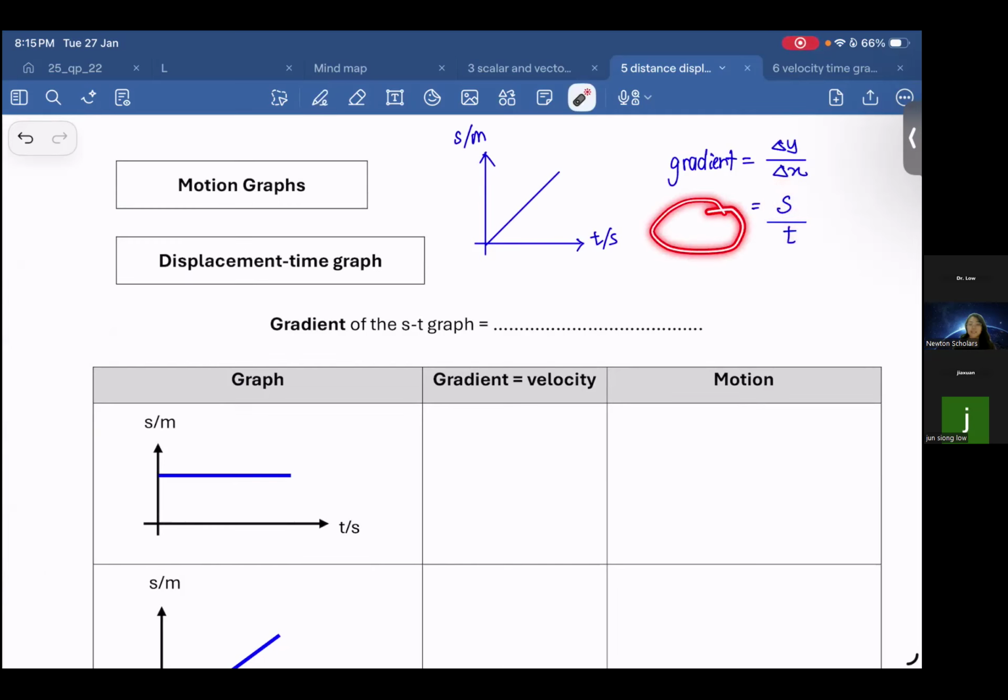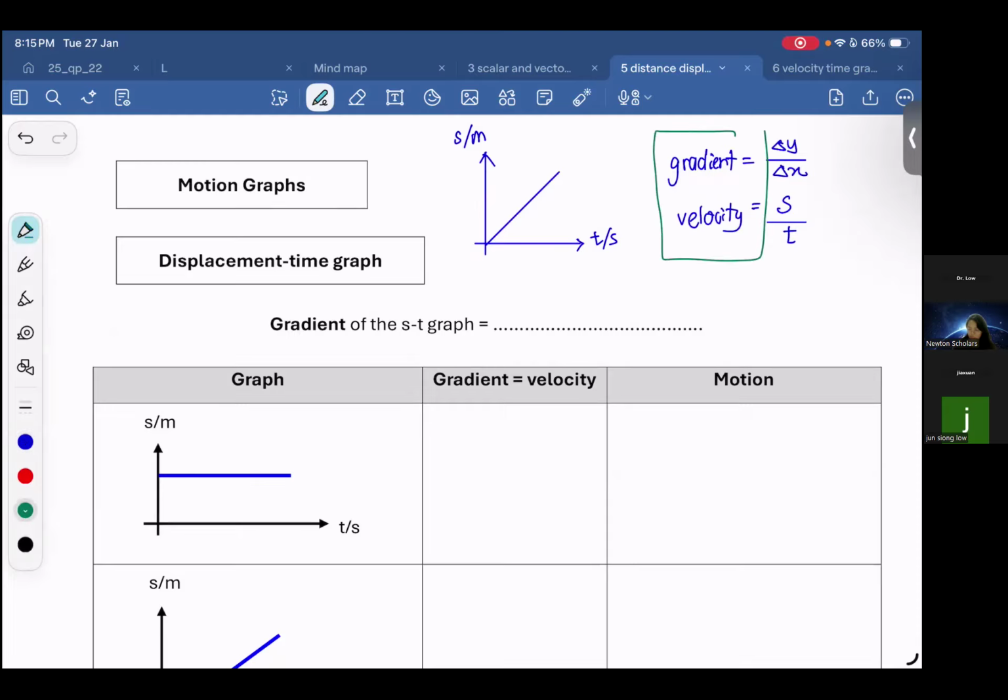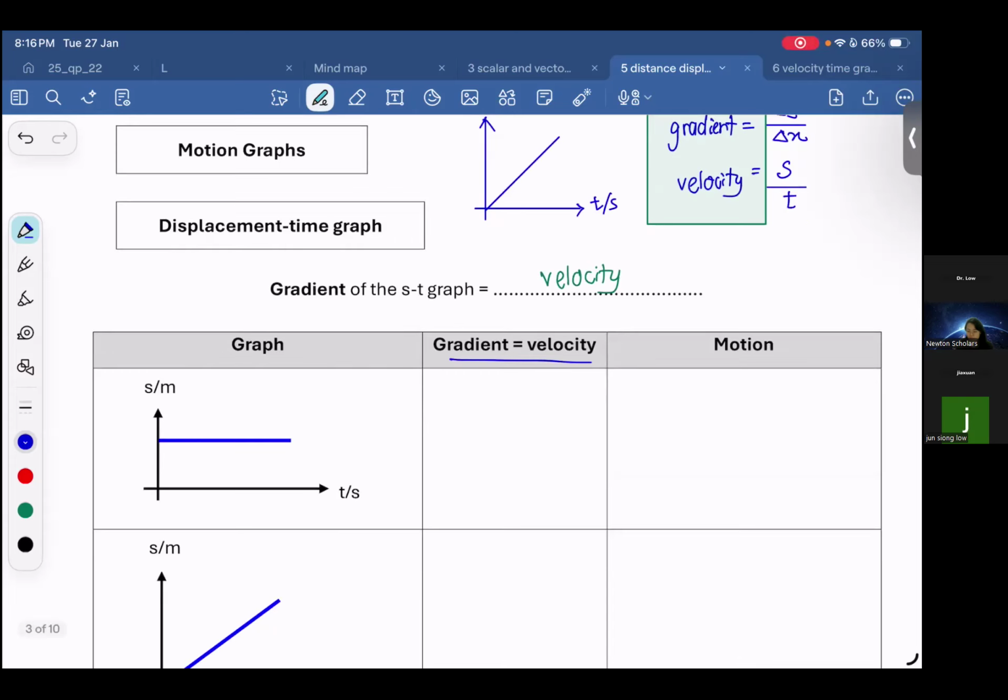What physical quantity do we get? Answer me. When I'm finding the gradient, actually I'm using displacement divided by time. So actually what I'm calculating, you are calculating velocity. Yes, thank you. Velocity. So what I can say is gradient is actually counting velocity. So gradient of the displacement-time graph is velocity. Okay, write down velocity. So here, gradient is equal to the velocity.